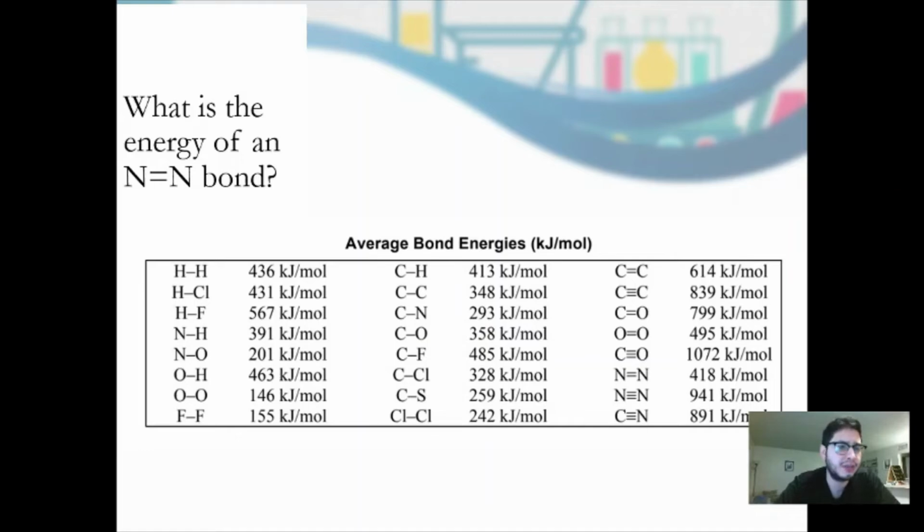Try to do this one on your own, noting that I have a double bond. Pause this video and determine the bond energy of the double bond nitrogen. I hope you said 418 kilojoules. Some of you might have confused this with the triple bond nitrogen, but please make sure that you notice how many bonds are in between these two nitrogens, because it is a huge energy difference.